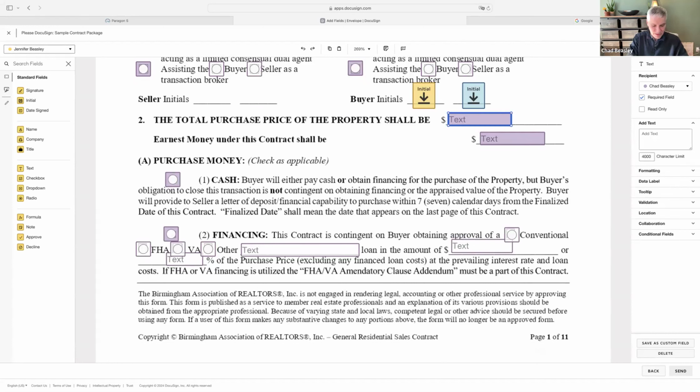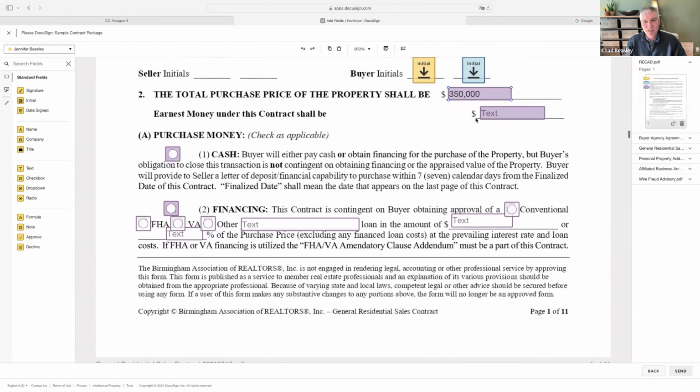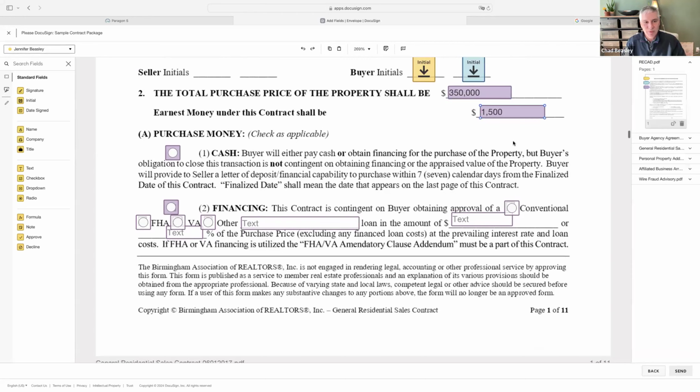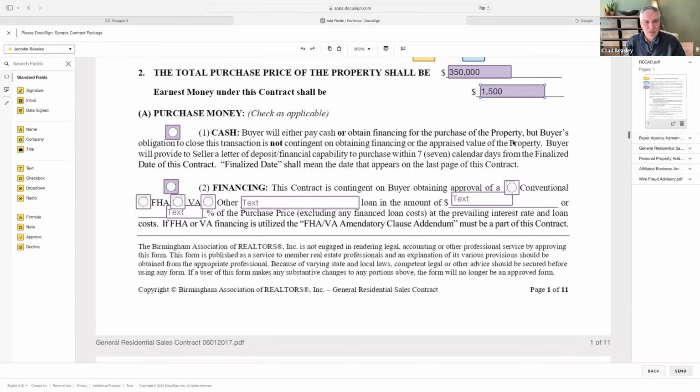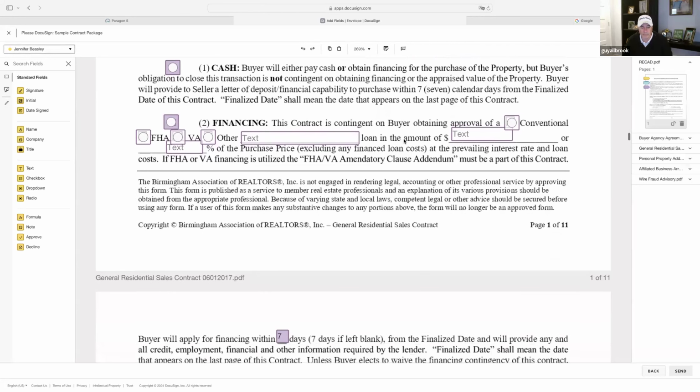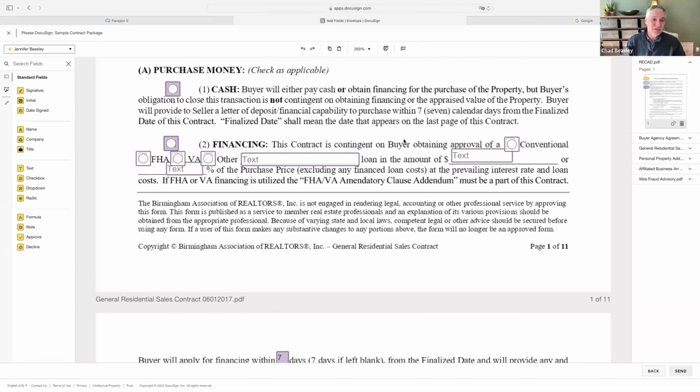And then here's where we put our offer price. Let's say we're offering $350,000, and you have the discussion with your buyer, and they want to offer $1,500 in earnest money. That's where you put that. And then this next section talks about how we're going to buy it. Are we paying cash? Or are we doing financed?